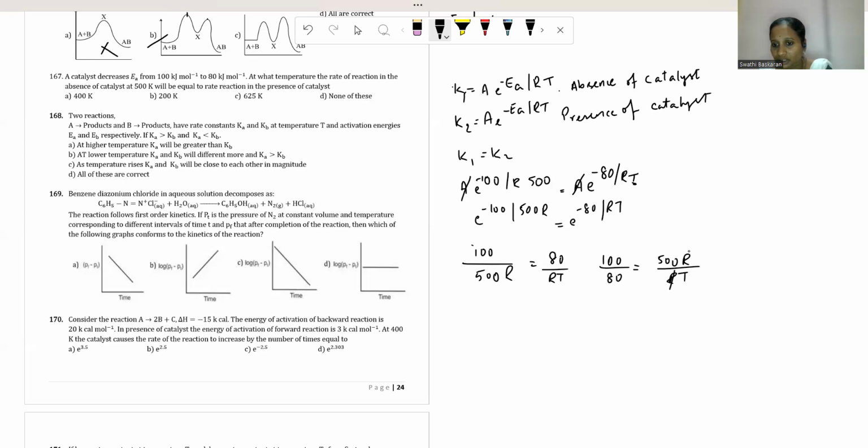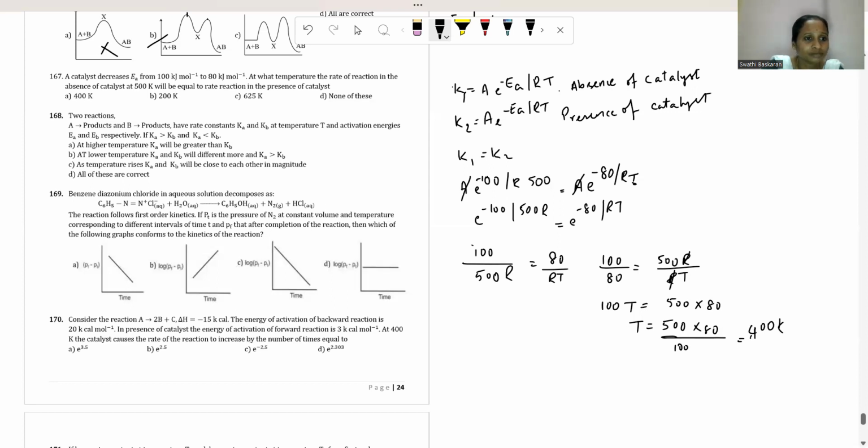So the universal gas constant gets cancelled, and here 100 T will become equal to 500 into 80, and T will become equal to 500 into 80 by 100, which is equal to 400 Kelvin. So which option is correct?